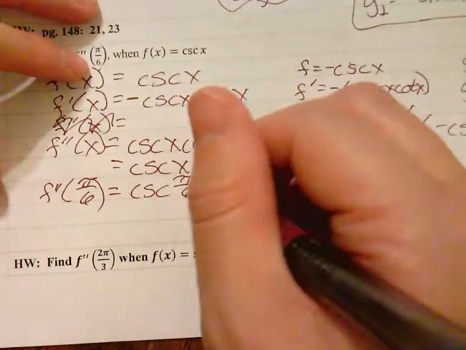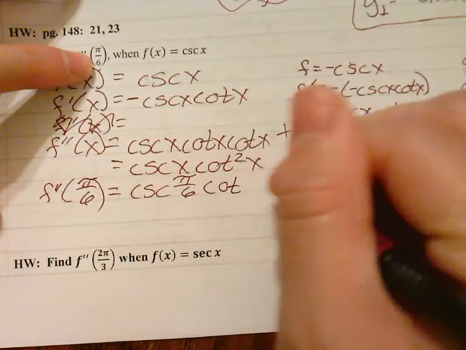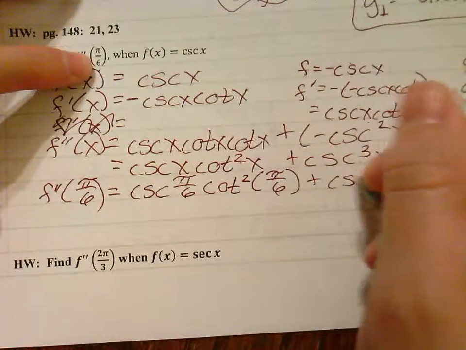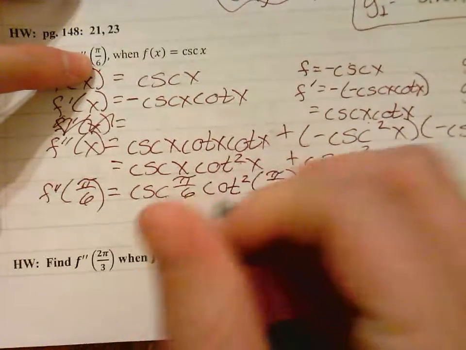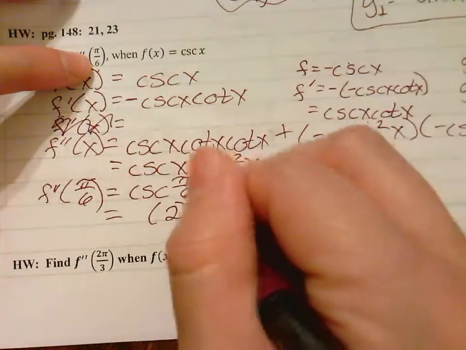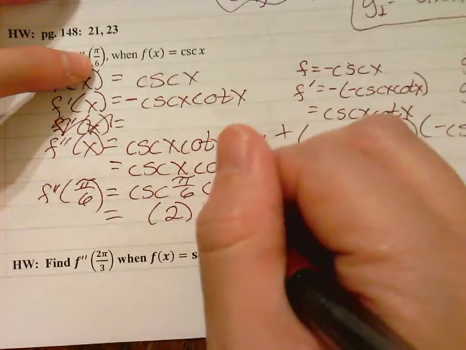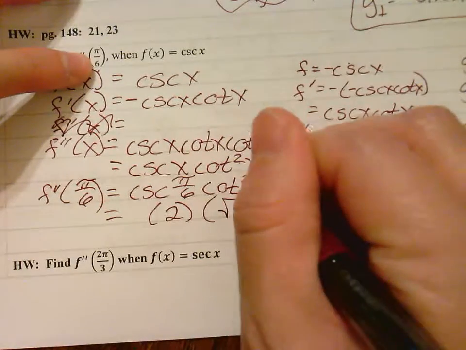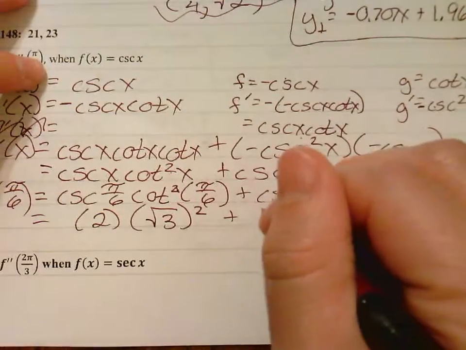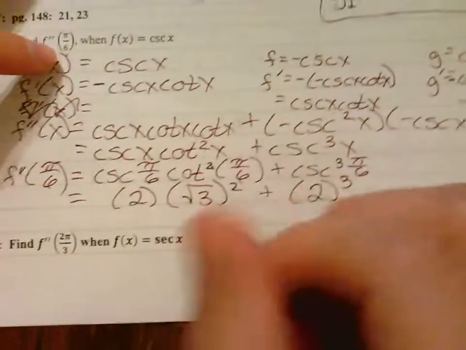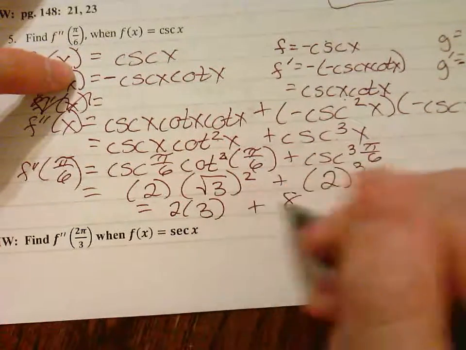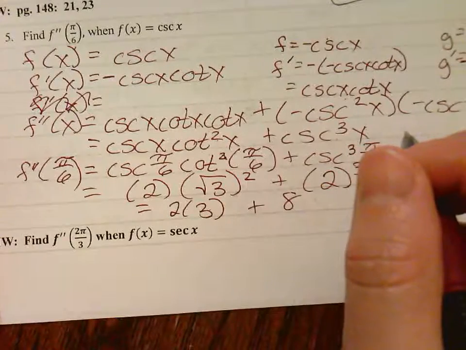Cosecant pi over 6, cotangent squared of pi over 6, plus cosecant cubed pi over 6. Cosecant pi over 6 is 2. Cotangent is square root of 3. Squared, the square comes from here. And then cosecant is going to be 2 cubed. So you're going to have 2 times 3 plus 8, which is 6 plus 8, which is 14.